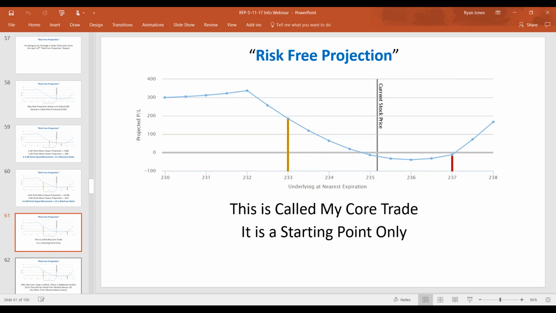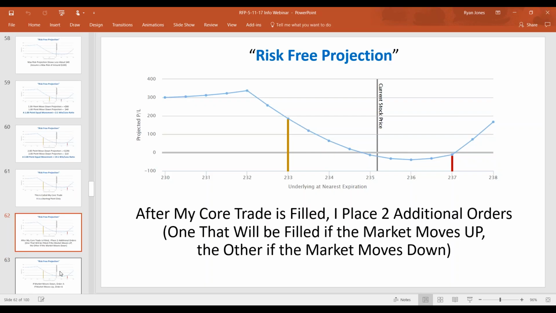All right, however, the probabilities are that the market's going to trade within this range. And so what I do is I use this as my starting point. And after my core trade is filled, I place 2 additional orders. And I'm giving you the logic of this program right now. All right, so after my core trade is filled, I place 2 additional orders. One that will be filled if the market moves up, and the other will be filled if the market moves down. So they're both placed, they're both working at the same time. Either the market moves up and fills one, or it moves down and fills the other, or it stays the same and doesn't fill either.